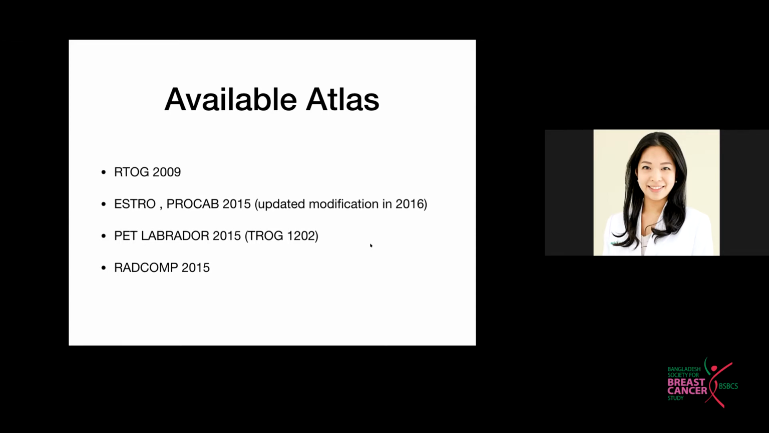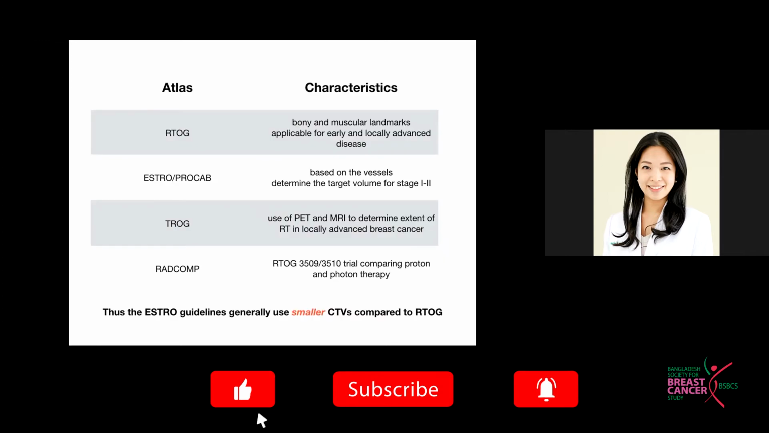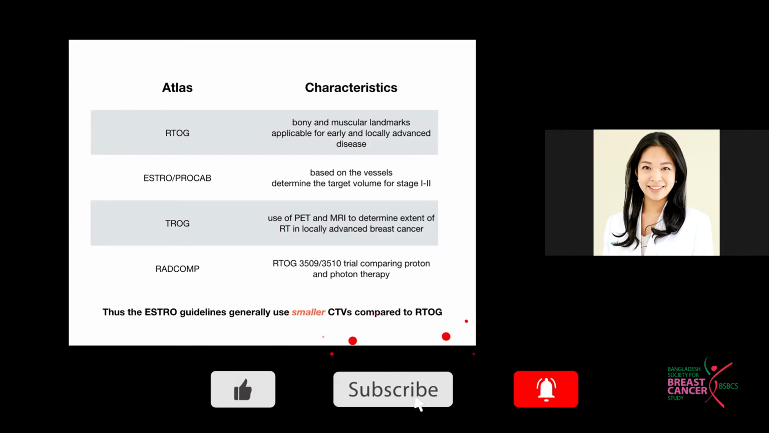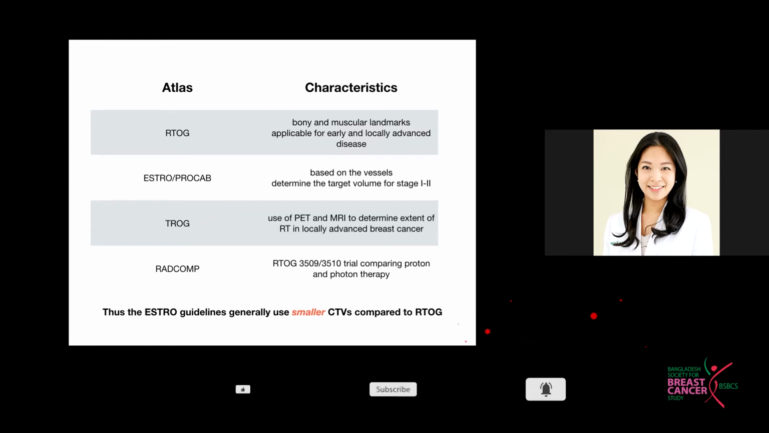But of all of these, I assume that RTOG is the most popular one. So these are characteristics of each atlas. RTOG, TROG, and RADCOMP usually use bony and muscular landmarks for contouring, and most of them are used for locally advanced disease, especially RADCOMP and TROG. But for the ESTRO guidelines, the most different thing is they are based on the vessels to determine the target volume, and are usually used in early stage breast cancer. So you can see that the ESTRO guidelines usually give a smaller CTV compared to other atlases.